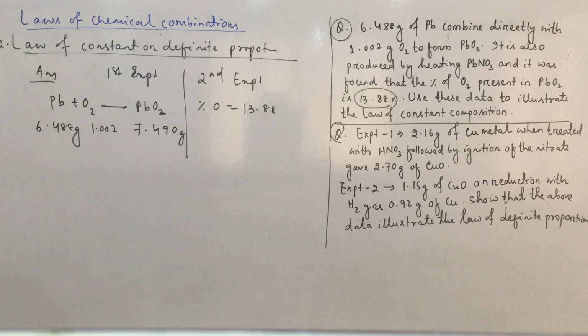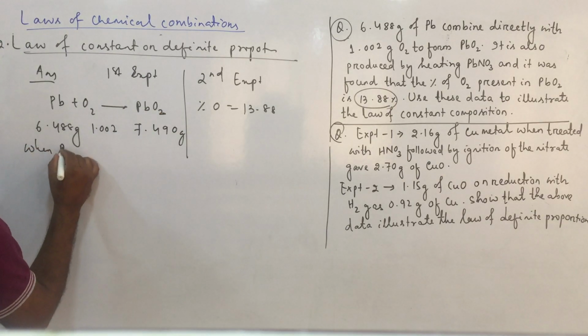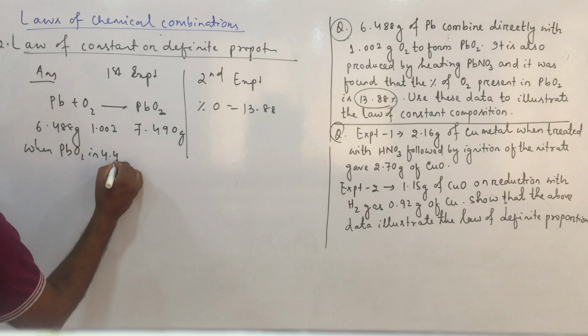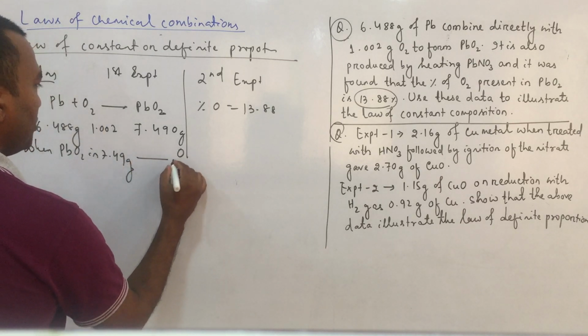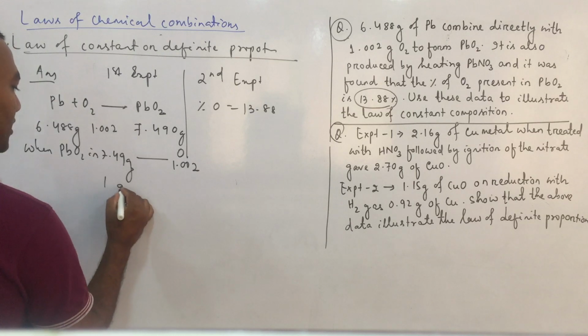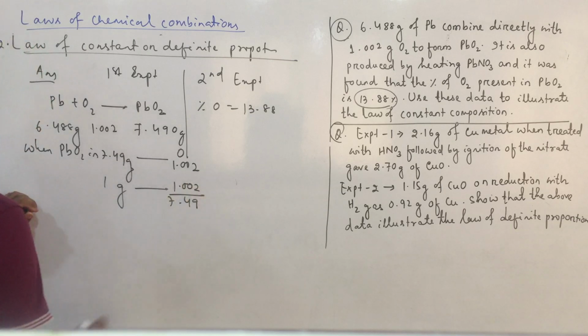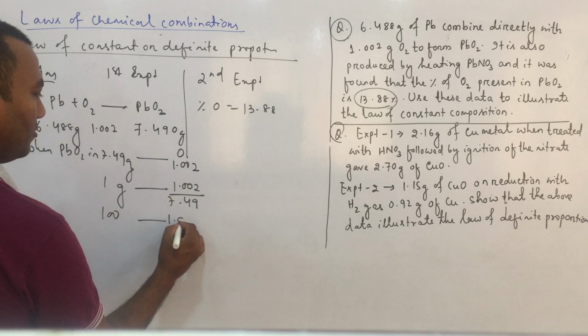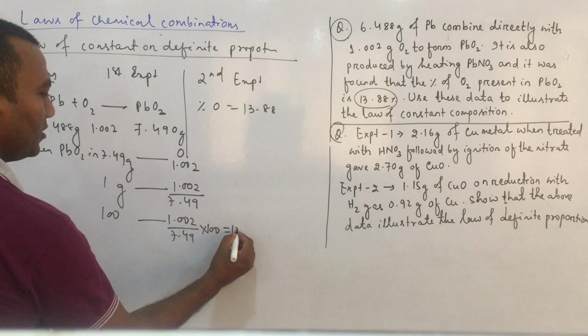So when Pb is combined with oxygen to form this much, now we have to justify that this law obeys definite proportions. Clear now? See, when PbO2 is 7.49 gram, what is oxygen? Oxygen equals 1.002. When it is 1 gram, it is 1.002 by 7.49. When it is 100, it is 1.002 by 7.49 into 100 equals 13.88.